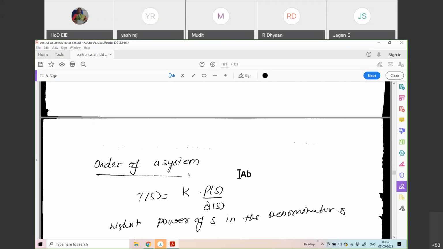For example, for the elevator case, the standard test input I can take is a step. Suddenly, if I give a step request for floor 1, how does it have to go? What should be the transient? What should be the steady state? When it goes to steady state, what must be the error?